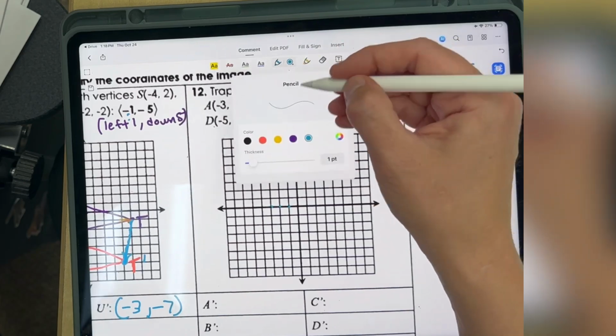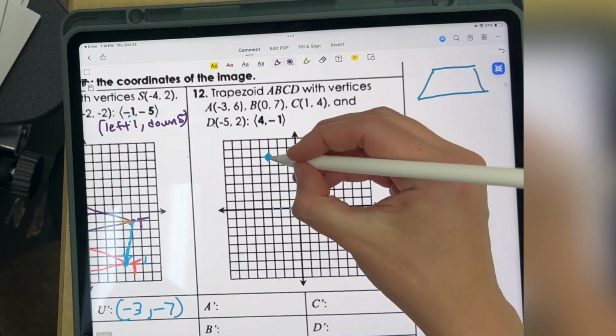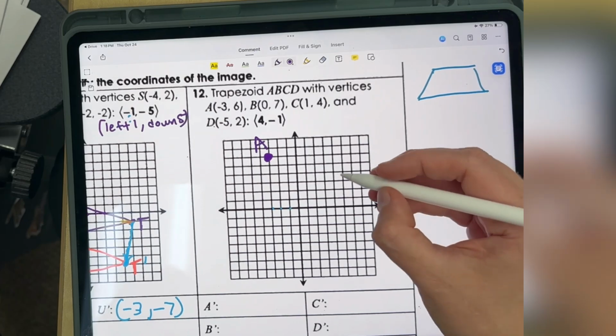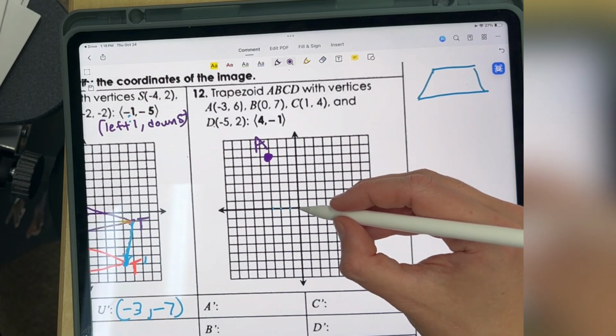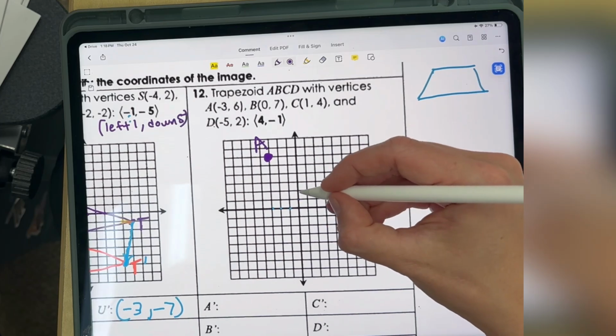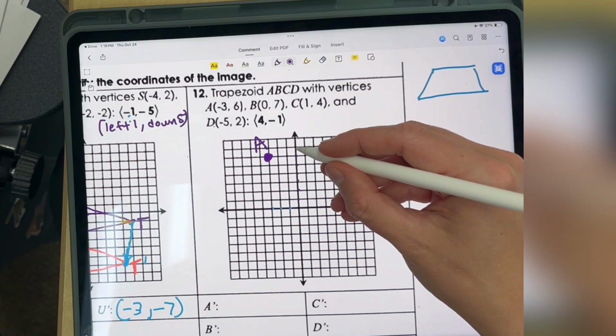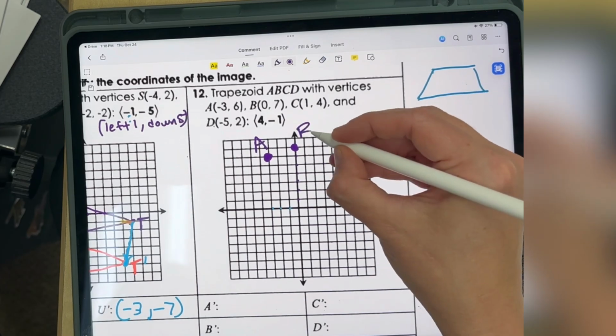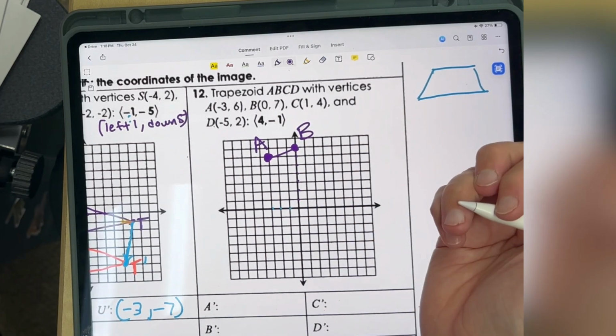I'm going to do the purple again. Okay, and that is the original point A. B is at (0, 7). So that means don't go left, don't go right. All you have to do is go up 7. 1, 2, 3, 4, 5, 6, 7. Okay, and that was our letter B.